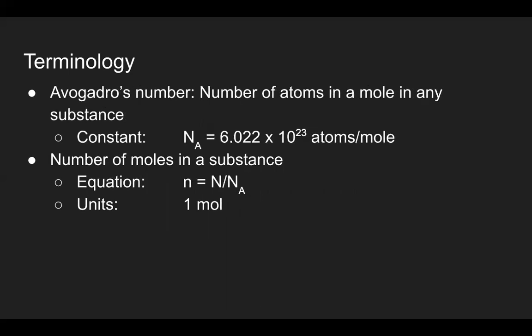Avogadro's number is a number that is used to convert between the number of atoms and the number of moles. This constant is given as 6.022 times 10 to the 23rd atoms per mole. If we know the number of atoms, or capital N, we can determine the number of moles in a substance, or lowercase n, which is shown in the equation below.